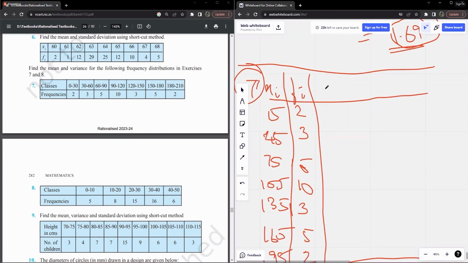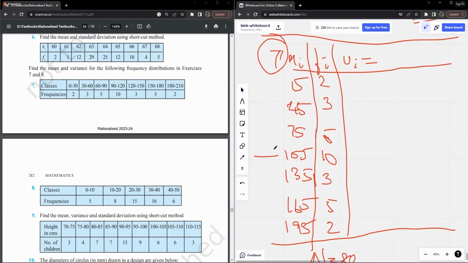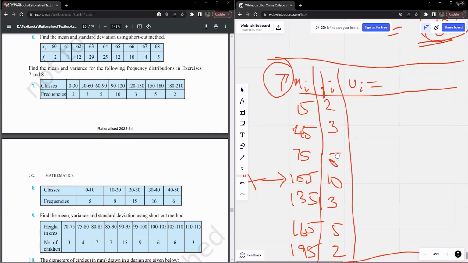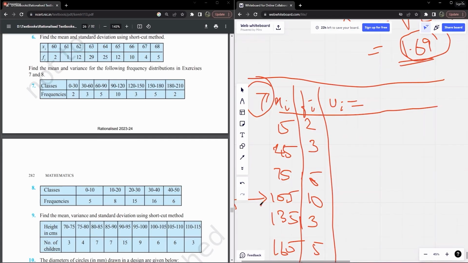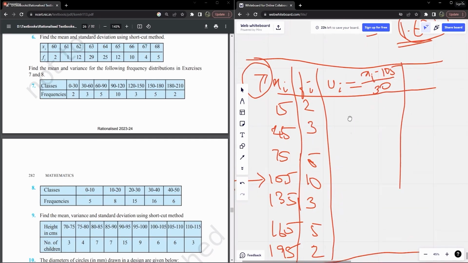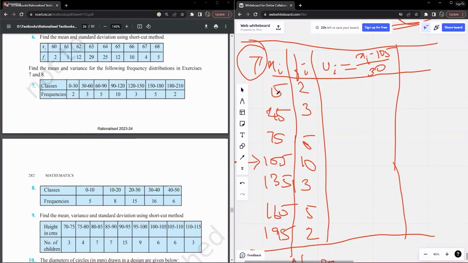Now I'm going to use the step deviation method. ui is going to basically be, if I assume this to be my assumed mean A, xi minus A divided by the class width, that's 30. So ui is equal to xi minus 105 divided by 30, which gives me 15 minus 105, that's minus 90 by 30, that's minus 3, this is minus 2, minus 1, 0, 1, 2, and 3.